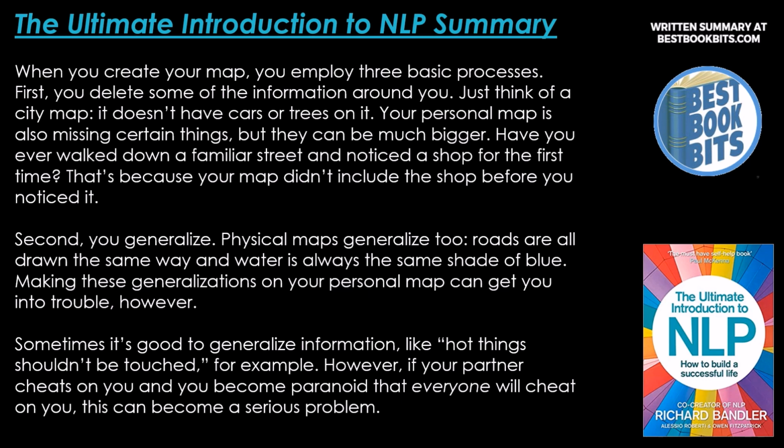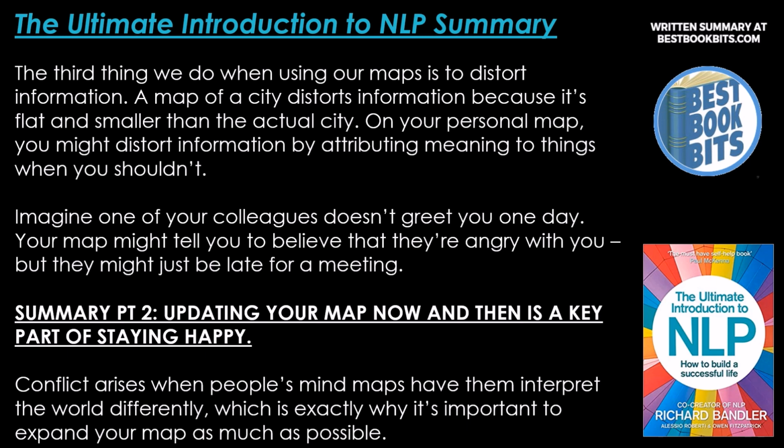Second, you generalize. Physical maps generalize too. Roads are all drawn the same way, and water is always the same shade of blue. Making these generalizations on your personal map can get you into trouble, however. Sometimes it's good to generalize information, like hot things shouldn't be touched, for example. However, if your partner cheats on you and you become paranoid that everyone will cheat on you, this can become a serious problem. The third thing we do when using our maps is to distort information.